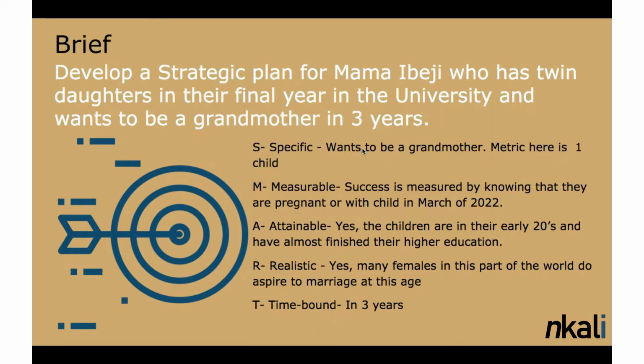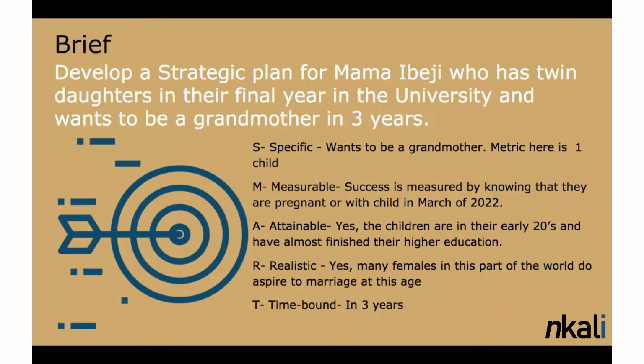So when people start businesses, they say very random things like, "Oh, I want to do a business." What is the business? How would you know you're successful when there's no metric attached? A grandmother is someone whose child has a child. So there's a very clear metric here. In 3 years, she wants to have one grandchild. So the goal is specific and measurable. It's measurable because we will measure success by knowing that one of her twins will be pregnant by March of 2022, right?